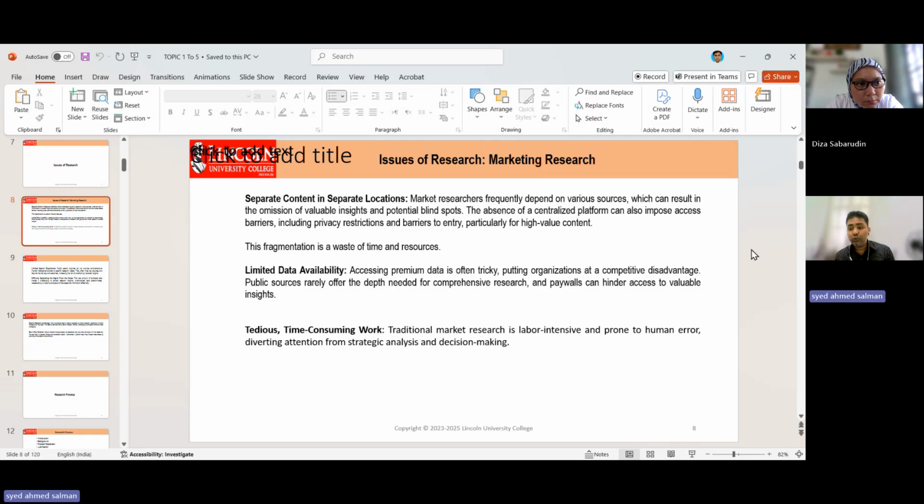So that is the issue in marketing research. How are we going to tackle it? Please write this point in your notebook, in your notes. The absence of a centralized platform can also impose access barriers. How are you going to solve this problem? Separate content in separate locations. How can we overcome this problem?